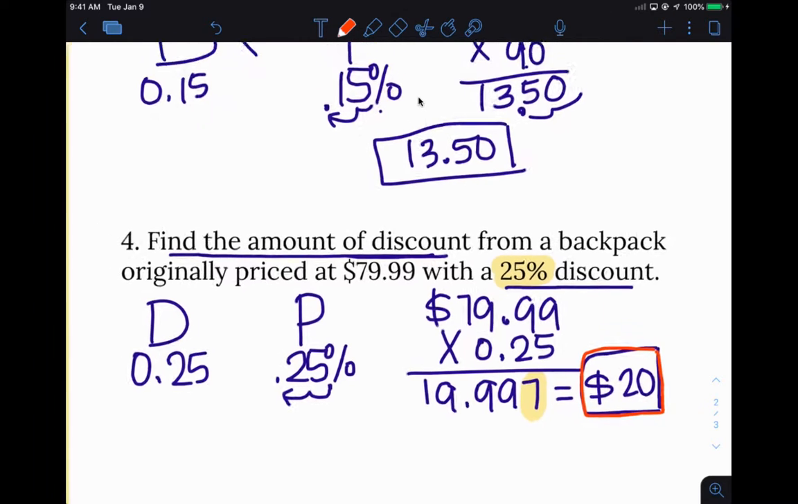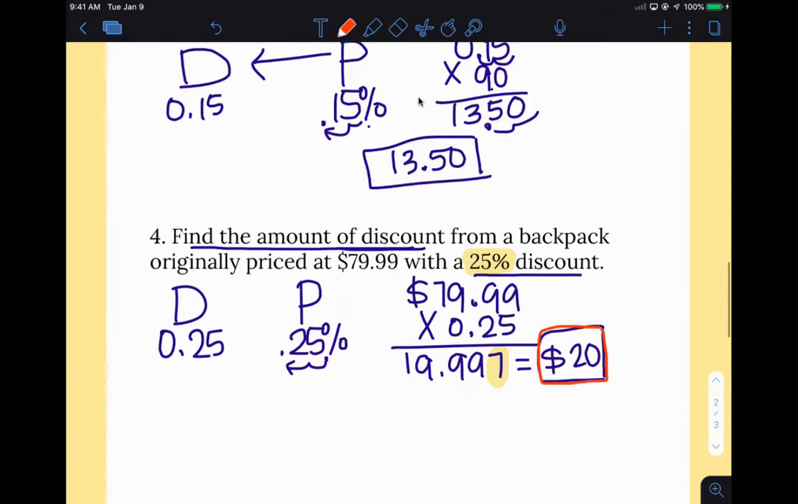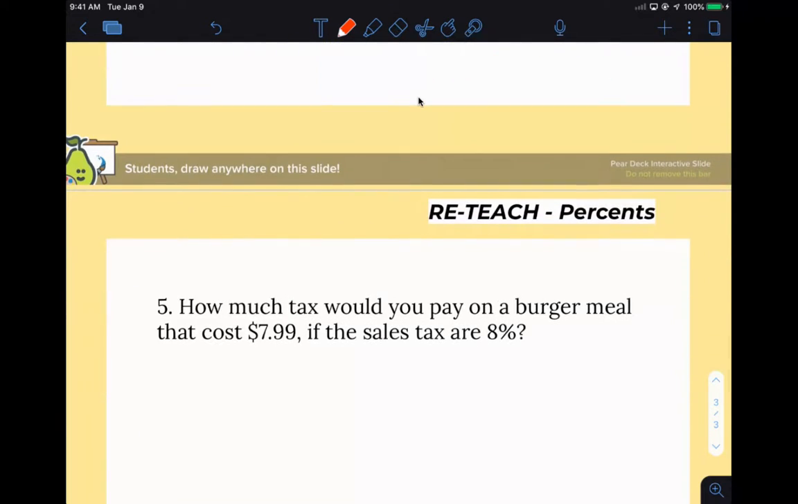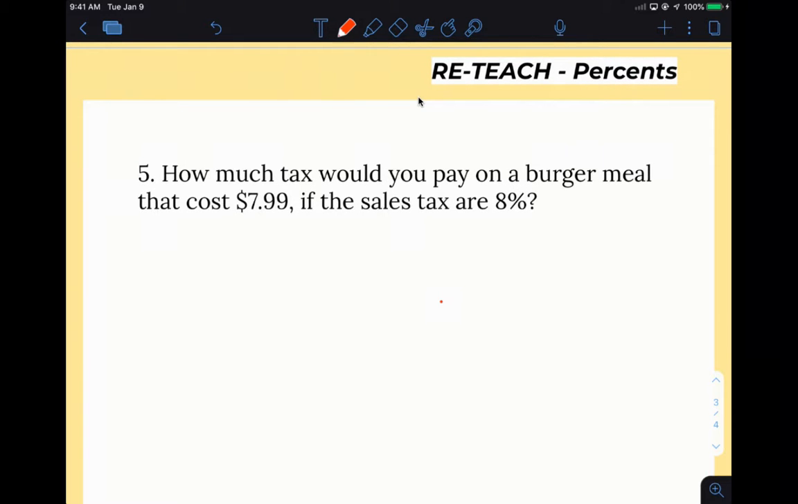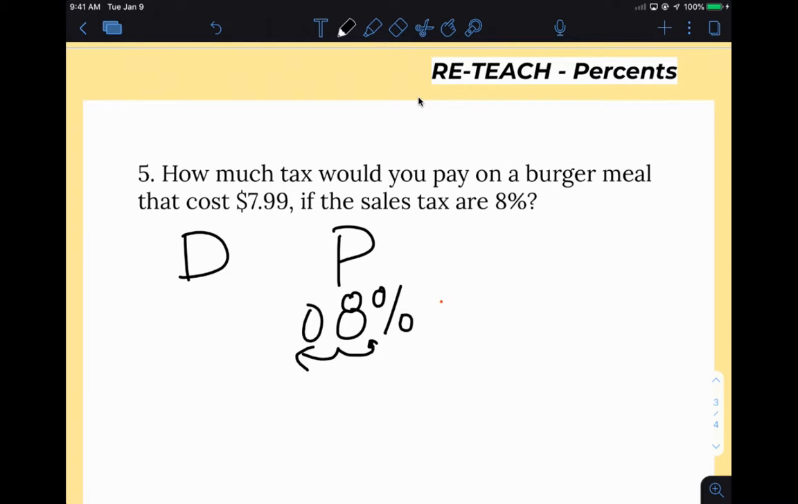Okay. So, last but not least, I'm going to explain problem number 5, right? Your retest will have 5 problems. And here it says, how much tax would you pay on a burger meal that cost $7.99 if the sales tax is 8%? So, okay, let's convert that 8% into a decimal. 8%. I put decimals here, 1 and 2, because I'm moving that direction. So the decimal form here is 0.08.